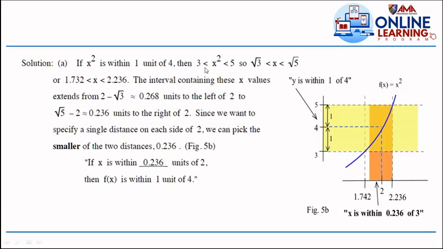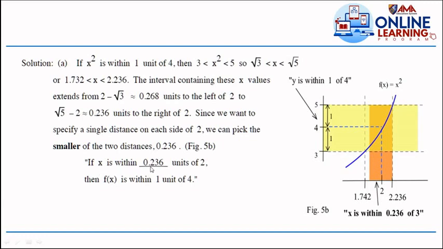By using your calc, yung square root of 3 natin is 1.732. Yung square root of 5, the answer is 2.236. So, therefore, yung 3 na limit po natin, project it downward, our answer is 1.732. Pag sa 5 naman, project it downward, our answer is 2.236. So, sabi dito, since we want to specify a single distance on this side of 2, we can pick the smaller of the two distances. So, ano yung mas malapit? Yung 0.236.